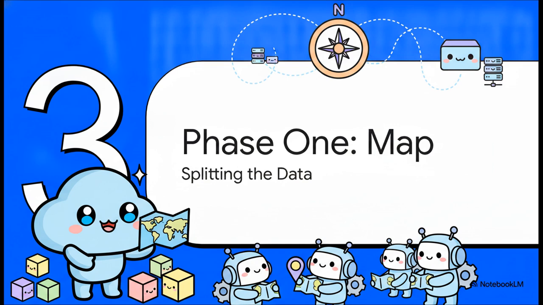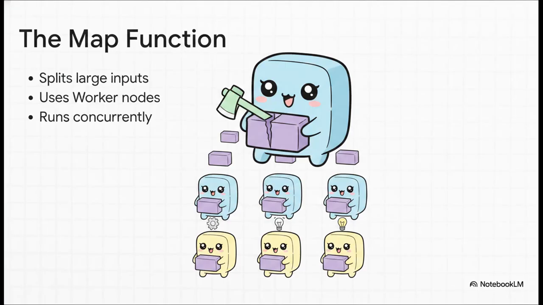Section 3, Phase 1, the map function, where we are splitting the data. Imagine a highly efficient manager delegating a massive workload. A primary master node takes an enormous raw input file and splits it into much smaller subdatasets, passing them out to individual worker nodes. And this is absolutely crucial. Instead of moving incredibly heavy data to a central processor, the processing moves to the data. Every single worker node processes its assigned chunk locally, and they all do it concurrently.